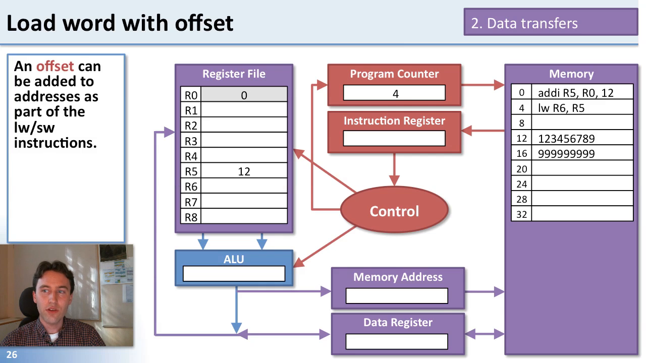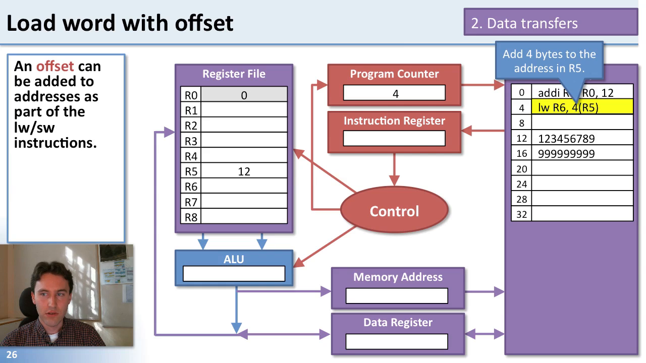Let's take a look at another version. This is a load with an offset. So when you specify a load, you can put in an offset. That is, how many bytes before or after the location that you want to access. So look at what we've got here. Instead of having load word R6, R5, we now have load word R6, 4(R5). That 4 specifies that we're going to load something 4 bytes after the address in R5.